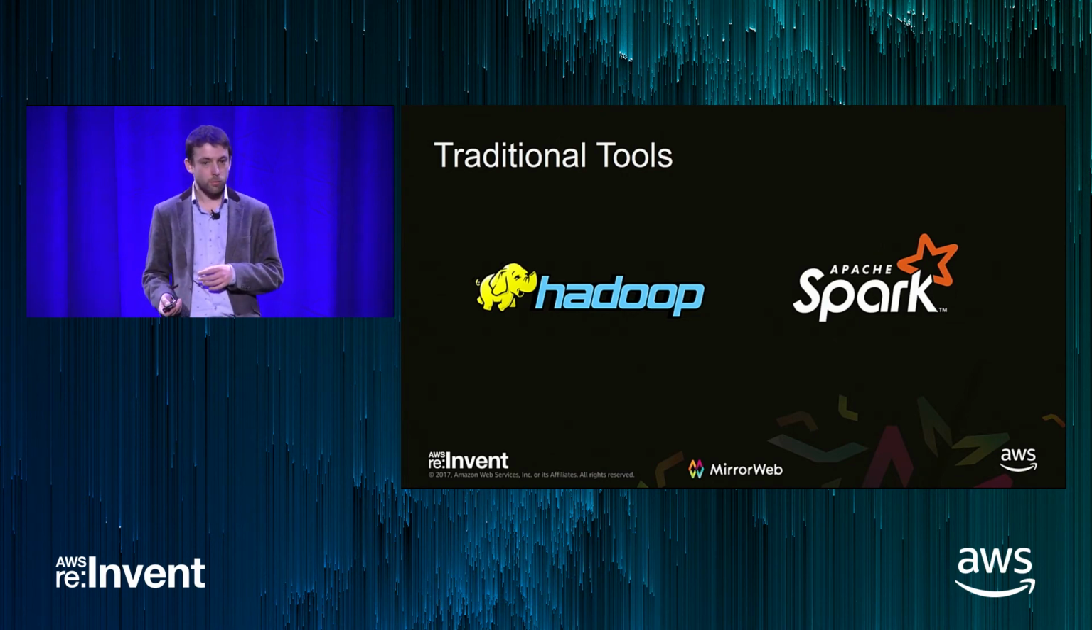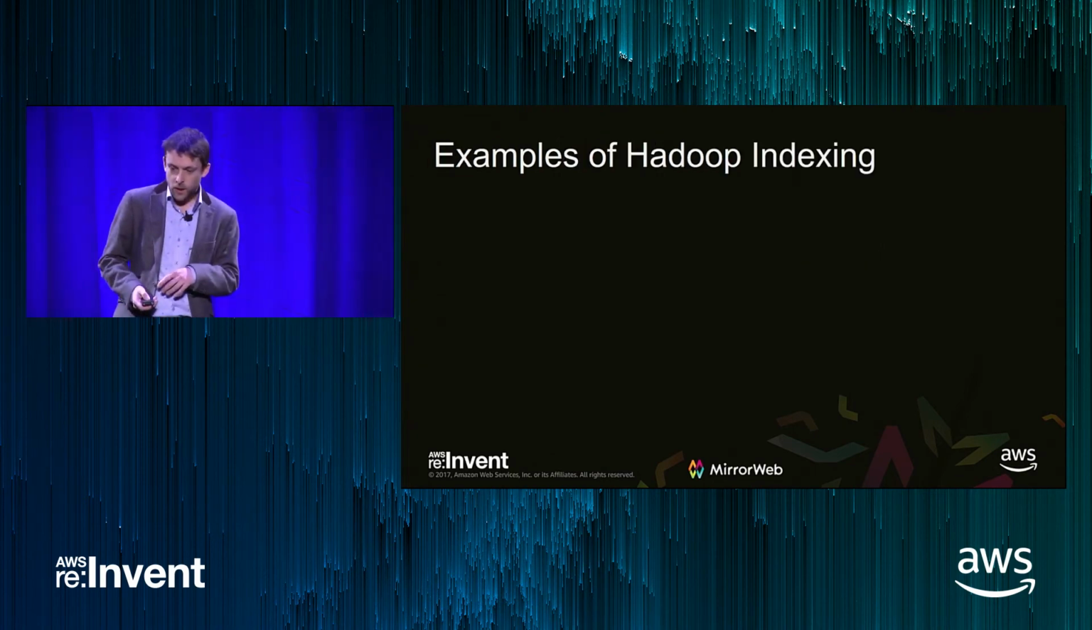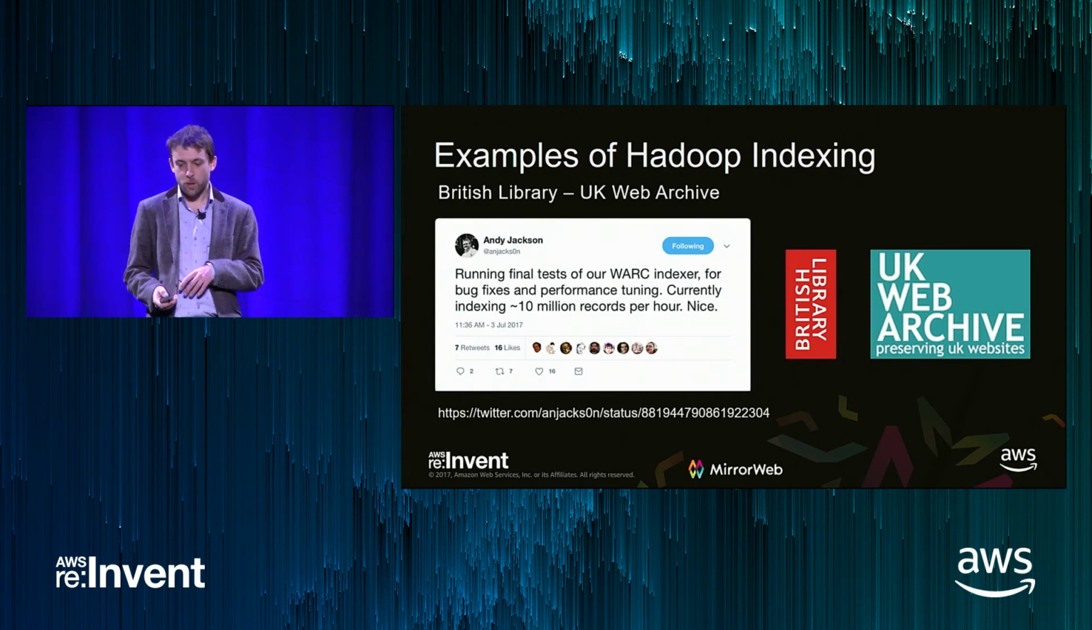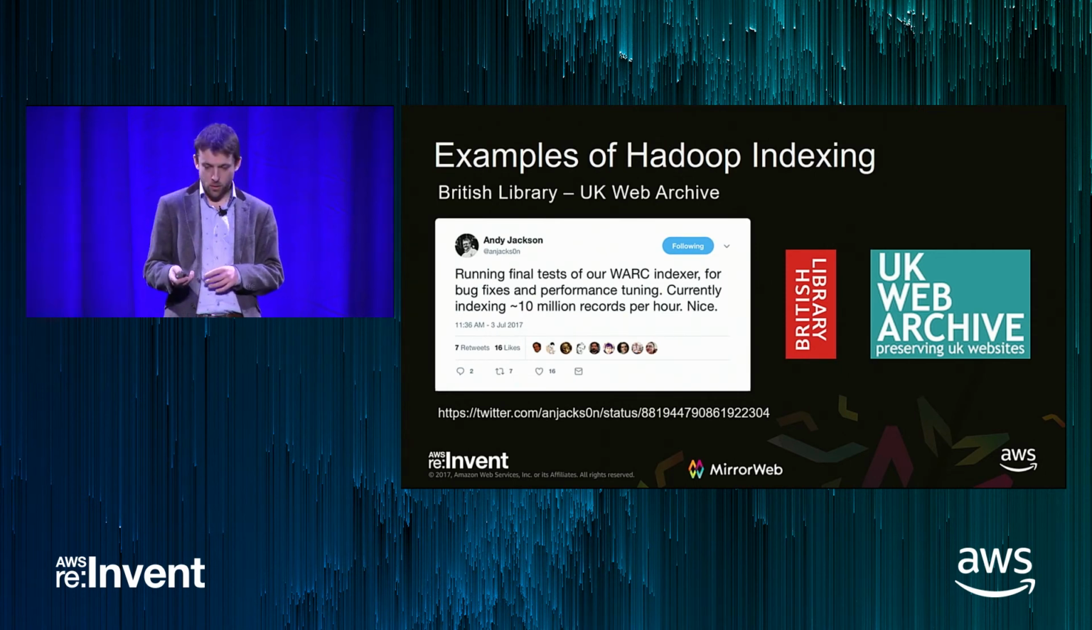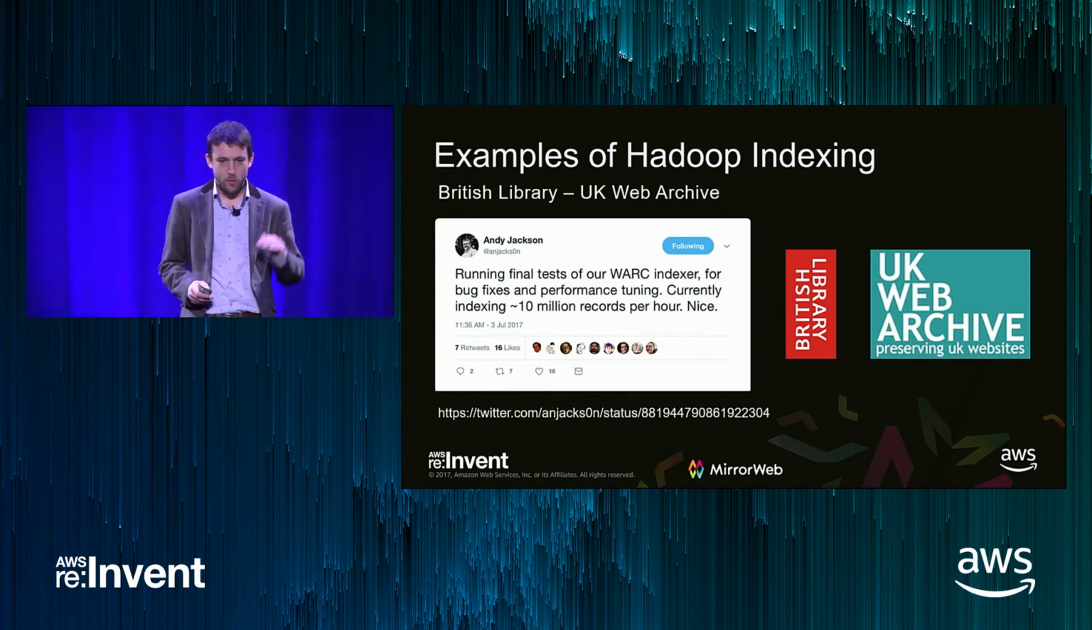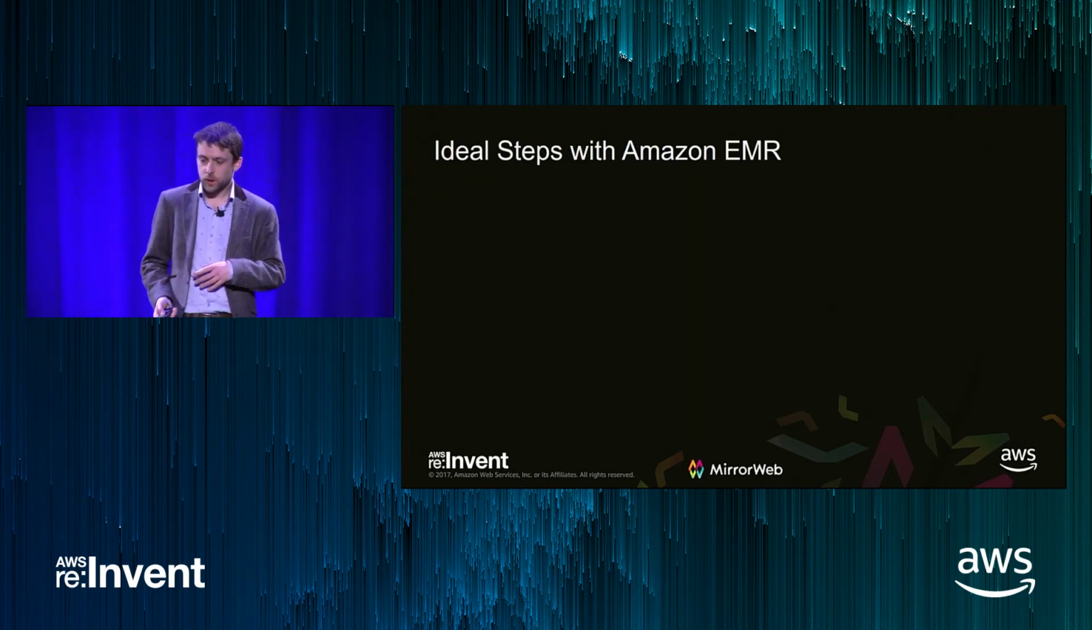So we were forced to look at writing our own. And the benchmark was set by the British Library. They run the UK Web Archive, and the UK Web Archive is UK domains, but not the government ones. So they set a record just around the time we were writing our software of ingesting 10 million records per hour. So we set that as our benchmark.